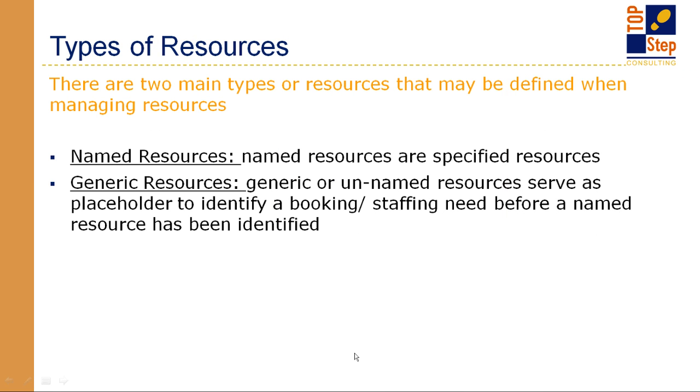And there are different types of resources you could book. So these are named resources or generic resources. Named resources are typically resources within your organization that you've already identified. The purpose with generic resources is just to have a placeholder that will identify a staffing need.